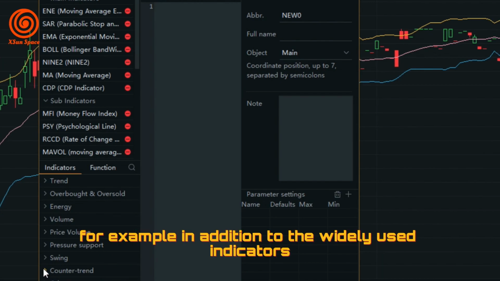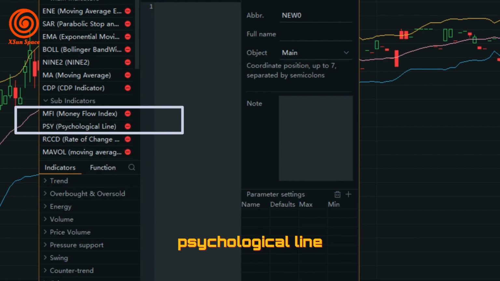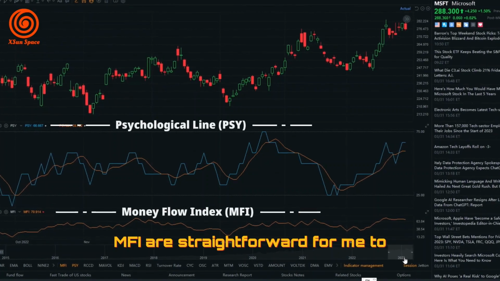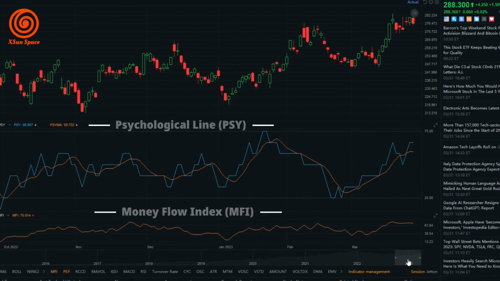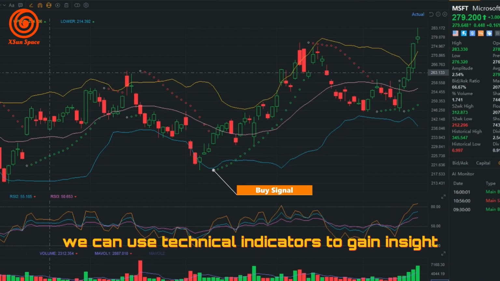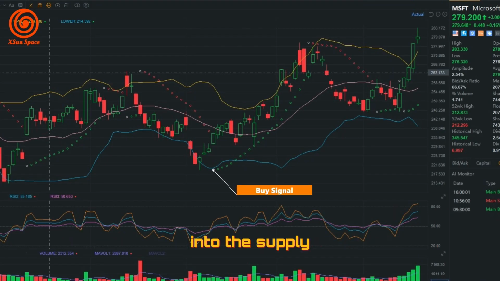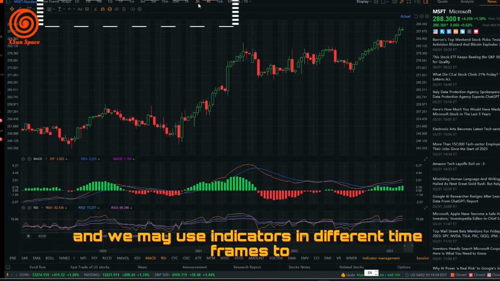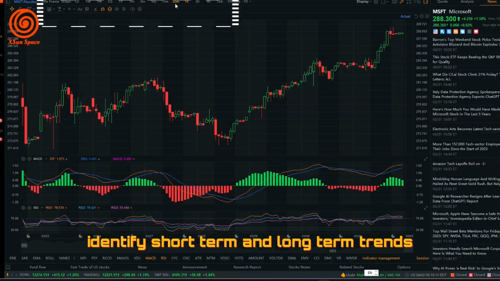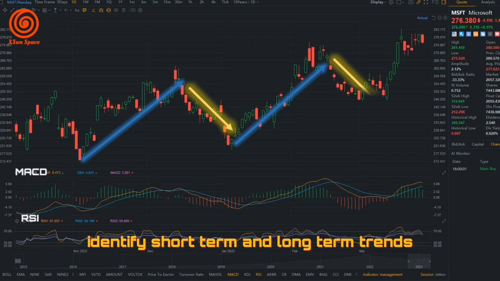For example, in addition to the widely used indicators, psychological line, PSY, and money flow index, MFI, are straightforward for me to visualize the market's money flow. We can use technical indicators to gain insight into the supply and demand of securities and market psychology, and we may use indicators in different time frames to identify short-term and long-term trends.